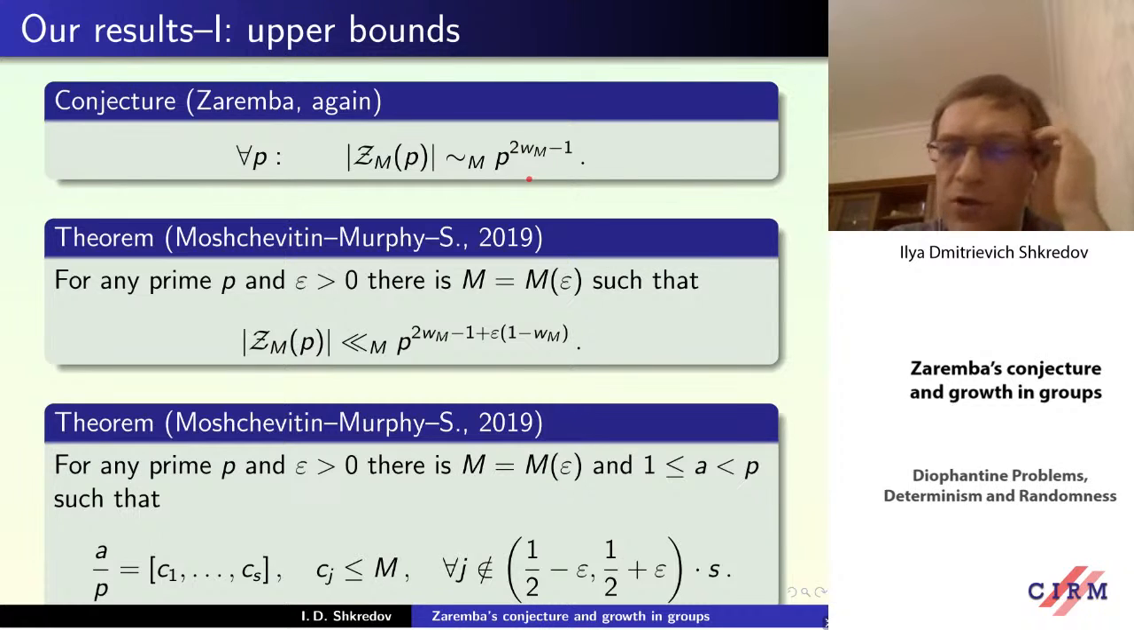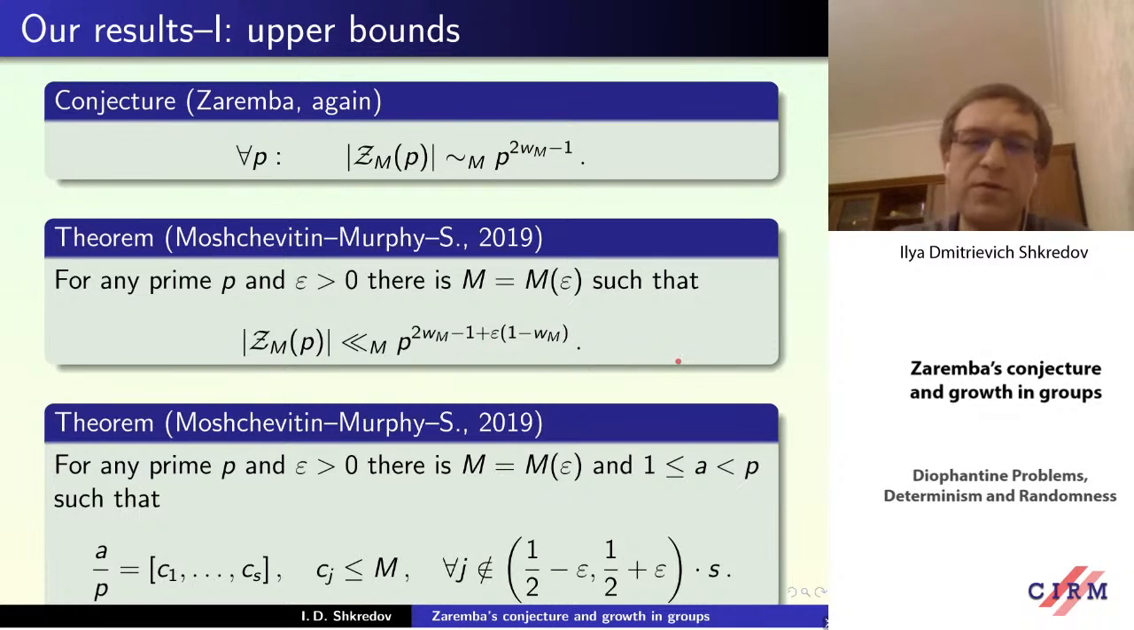So our first result, with Nikolai Mashiritin and Brandon Murphy: we proved that this heuristic of Hensley holds, in the sense that there is the same upper bound for the size of the Zaremba set. So for any epsilon, for any error epsilon, there is M such that the following upper bound takes place. So you see there is 2 Wm minus 1 plus the error term.